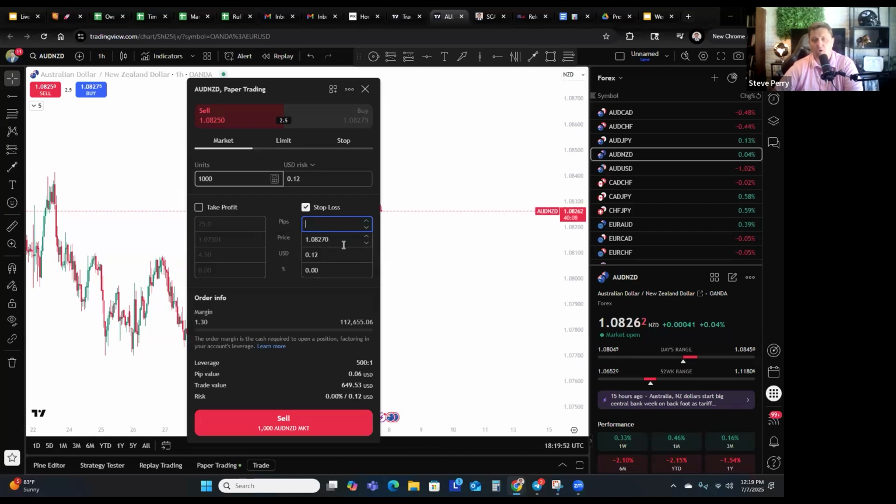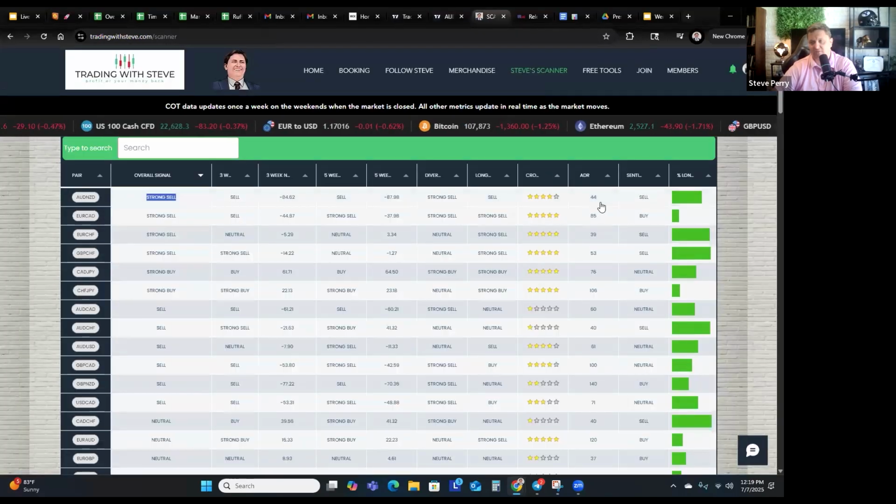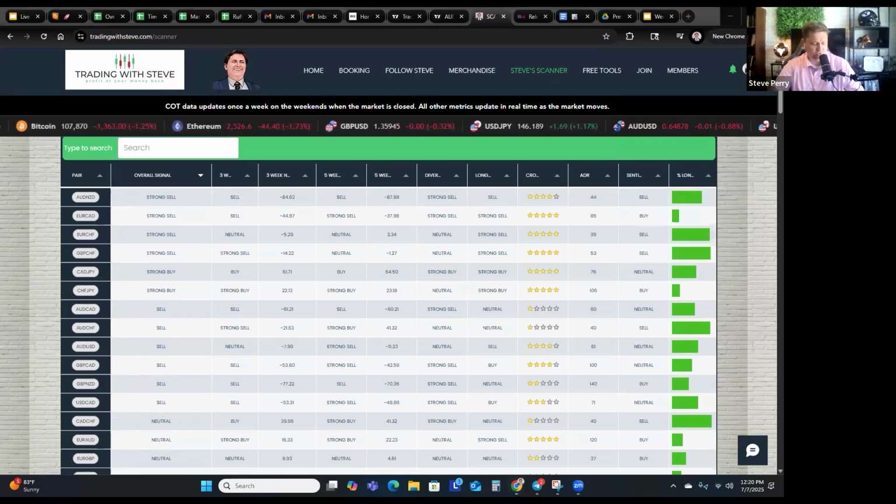So as far as pips go, what am I going to do? Well, I just use a 2x average daily range. So if I've got 44 pips here as my average daily range for the Australian Kiwi dollar, then 2 times that is 88. And if math's not your thing, there are 2 ways you could do it. You could just take out a calculator. Here, let me grab it real quick.